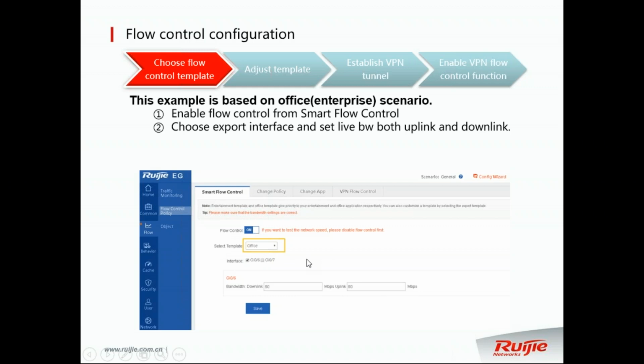Okay, why do we choose office? Because the customer required, for example, email and conference services, and in the office template these services are already in the key channel. So you don't need to waste time moving these applications to the template. Okay, so it's very convenient. So this is why we choose office for this scenario. And then you also need to set the bandwidth, both the uplink and the downlink. Just remember to use the real bandwidth, and then save.